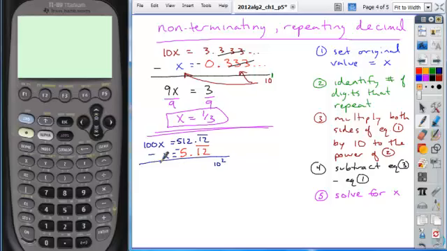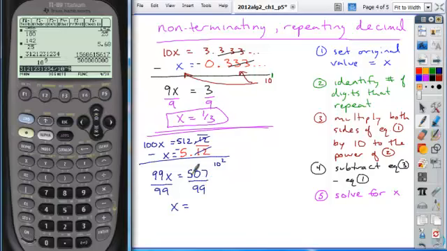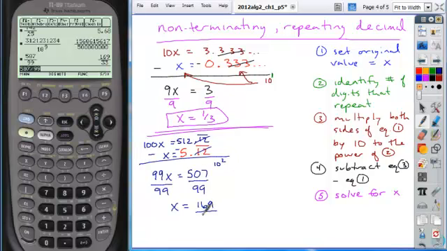So 100x minus x is 99x. And then here the repeating parts, the 0.12's repeating, are going to cancel. So really I'm left with 512 minus 5, which leaves me with 507. And so now solve for x, divide by 99. And I get x is equal to, and I want to simplify the form completely. So if I take 507 divided by 99, hit enter, it should simplify it for me. I get 169 over 33.